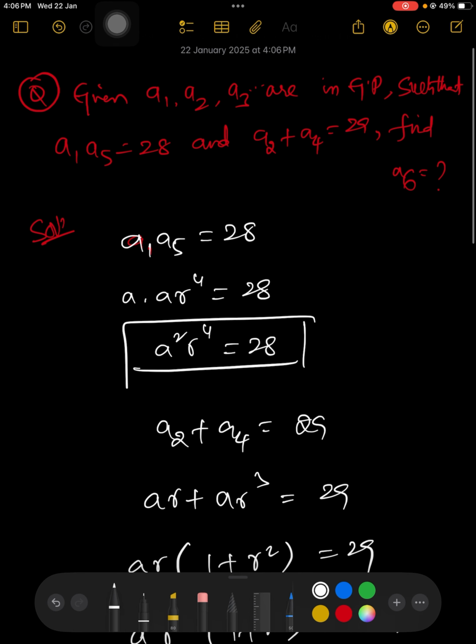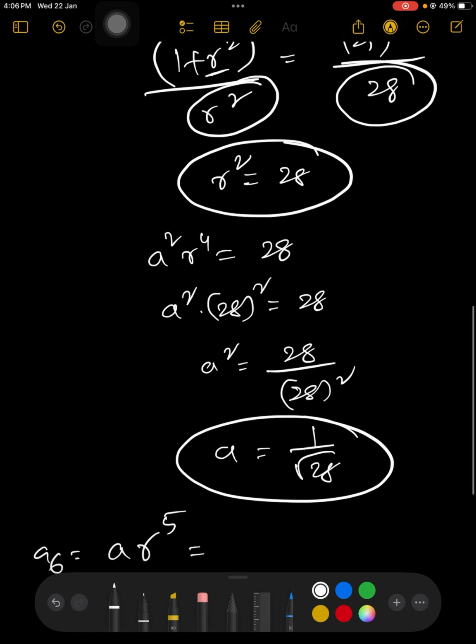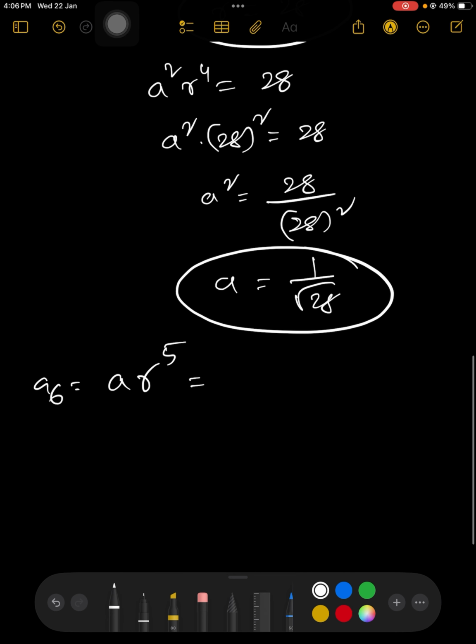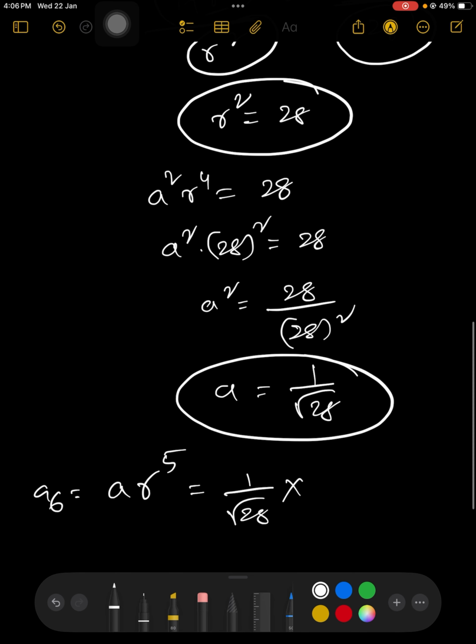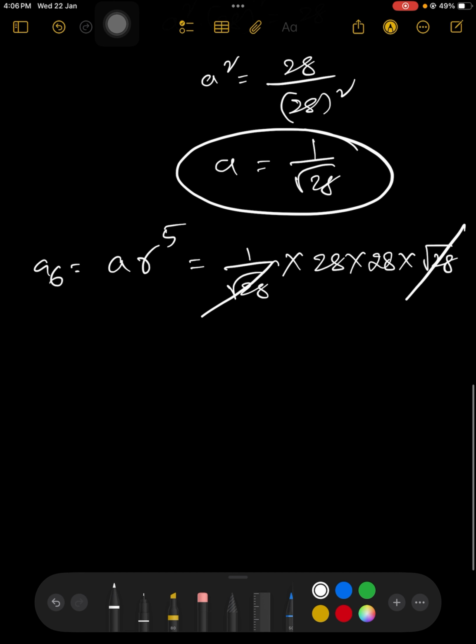Right, now we need to find the value of A into R power 5, because A6 is A into R power 5. Yeah, A is 1 by root 28. We have R square value 28, so 28 into R value root 28. Root 28 gets cancelled. Finally this is 28 whole square.